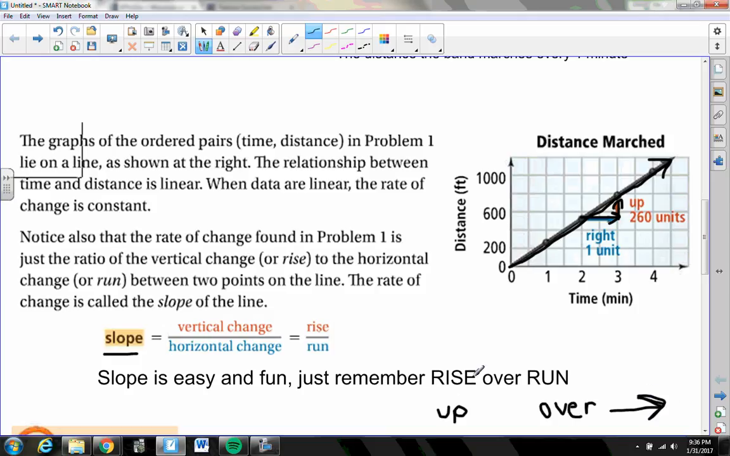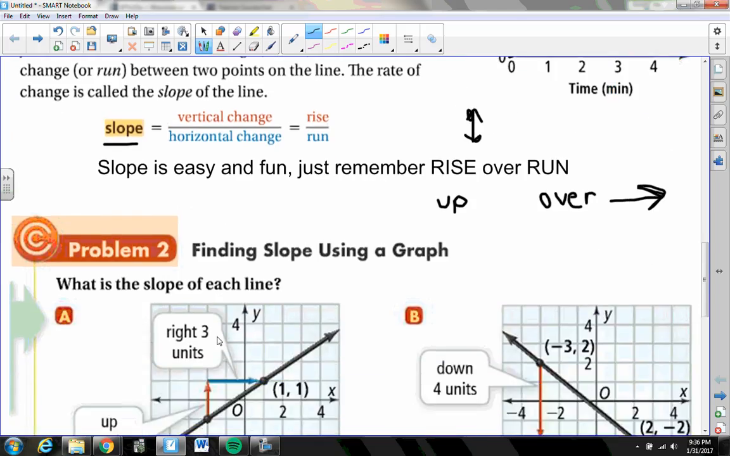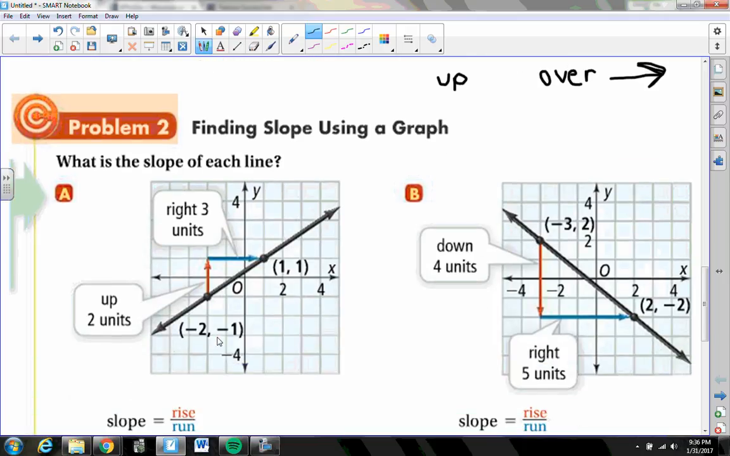Rise over run. How far up did we go on the line? Over as a fraction. How far did we go to the right? How far over did we go? Now we could also have negative slopes, which would just mean down. Rise up or down, either one. But when we find that fraction, that's called the slope fraction for our line.